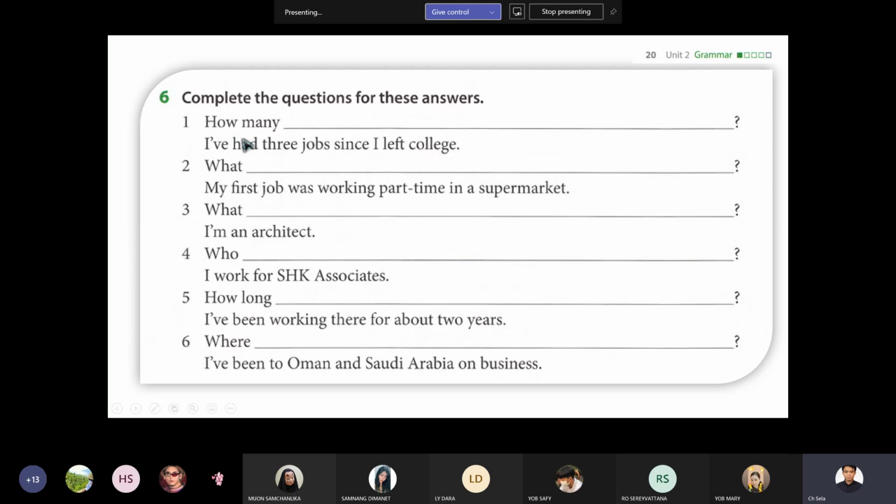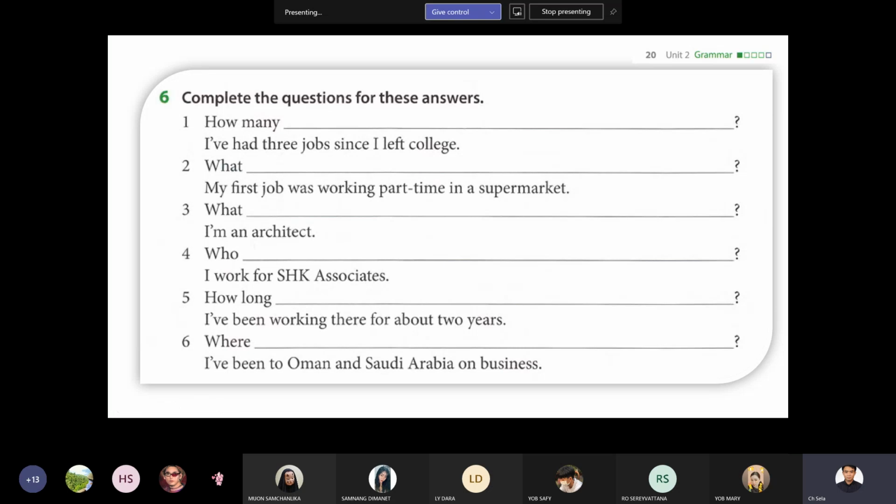This is page 20 in your book. Complete the questions for this answer. So we have number 1 until number 6. In order to write the correct questions, you need to look at the answer. All right. Now look at number 1. We do number 1 together.